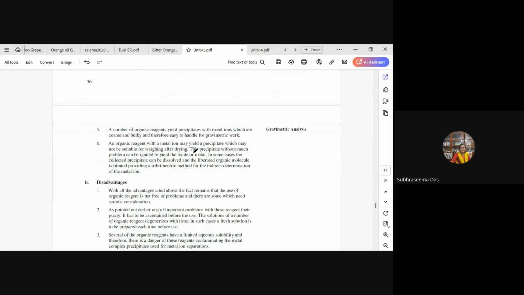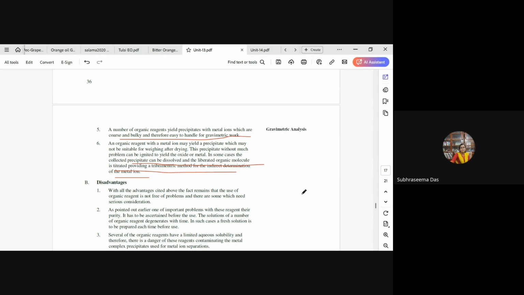Then a number of organic reagents yield precipitates with metal ions which are coarse and bulky, and therefore they are very easy to handle for such gravimetric work. An organic reagent with a metal ion may yield a precipitate which may not be suitable for weighing after drying. This precipitate, without much problem, can be ignited to give the corresponding oxide or the metal. In such cases, the collected precipitate can be dissolved, the liberated organic molecule is titrated, and then we can indirectly calculate the amount of the metal ion.